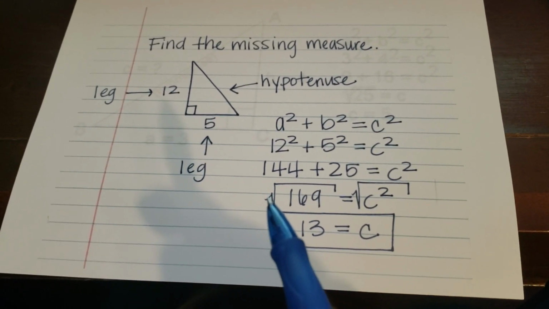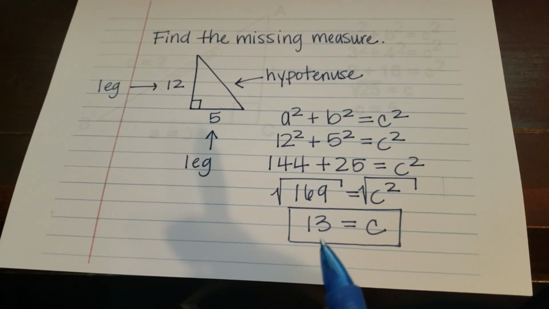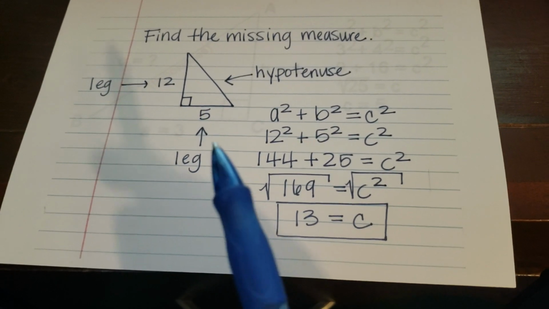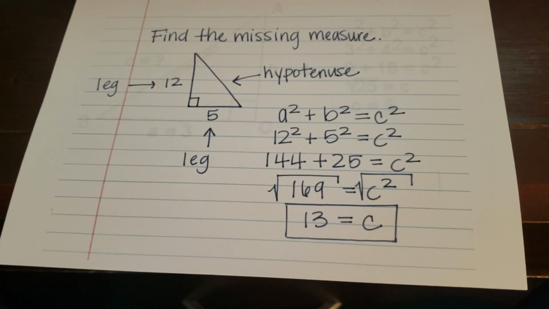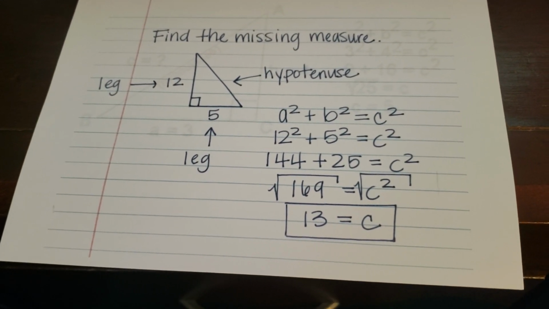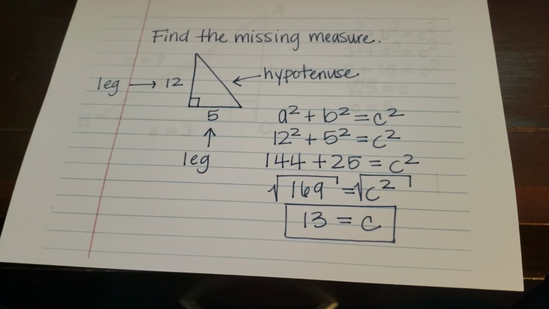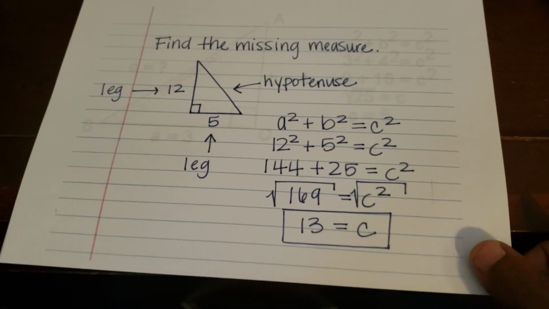And coming over to the left side, I do the square root of 169. That gives me 13. So the missing side here, the answer would be 13. And you see it's the longest side, because the hypotenuse on any right triangle is the longest side of that triangle. Let's look at another example.